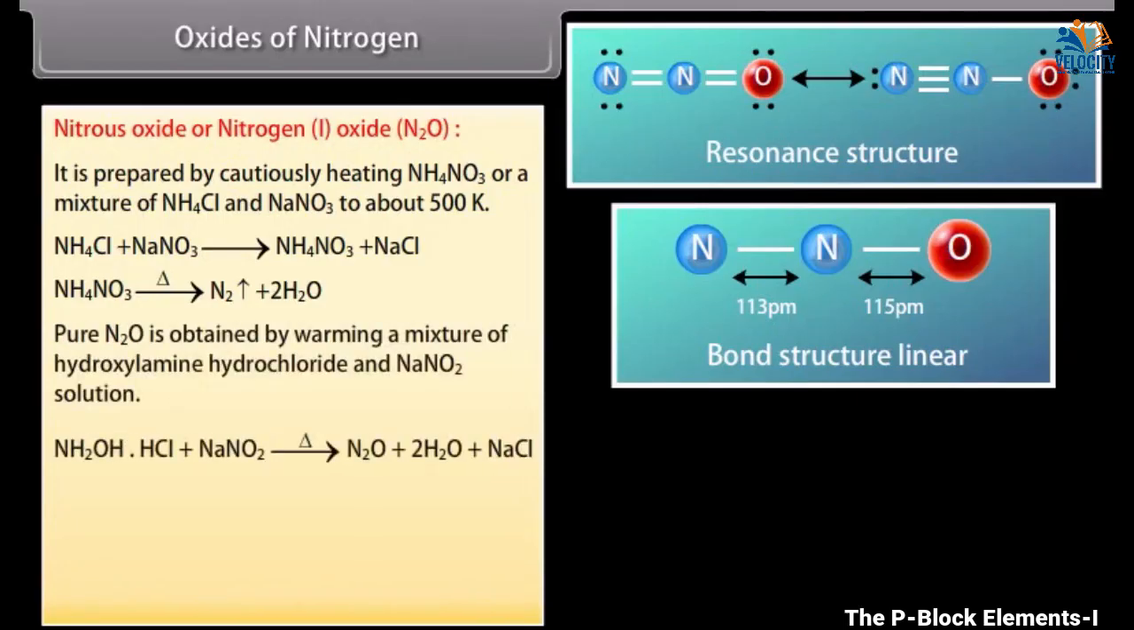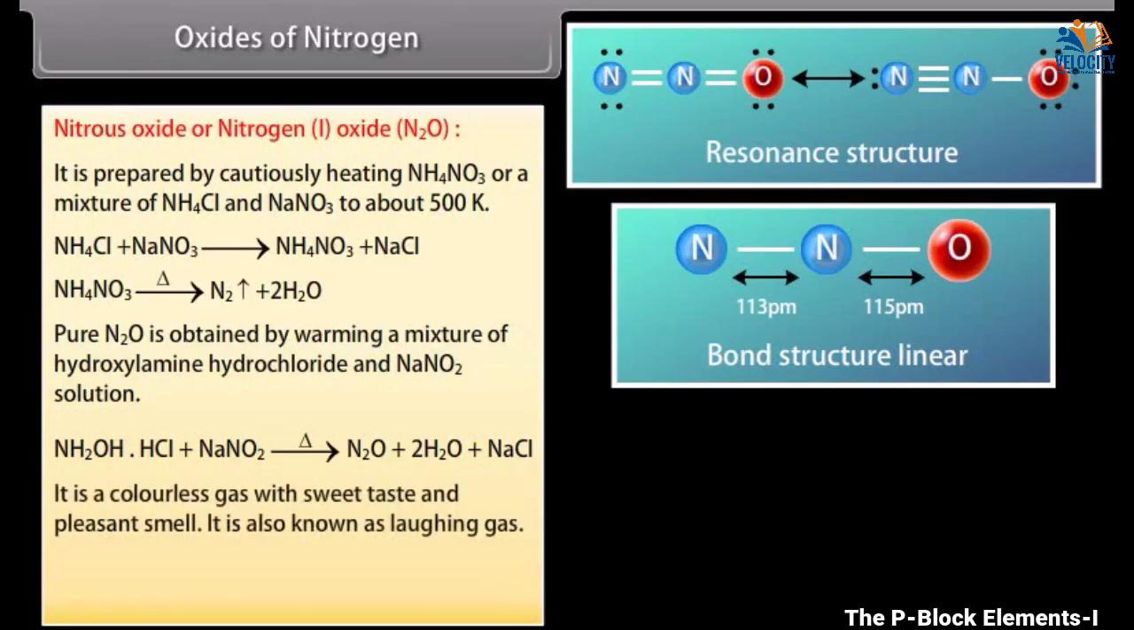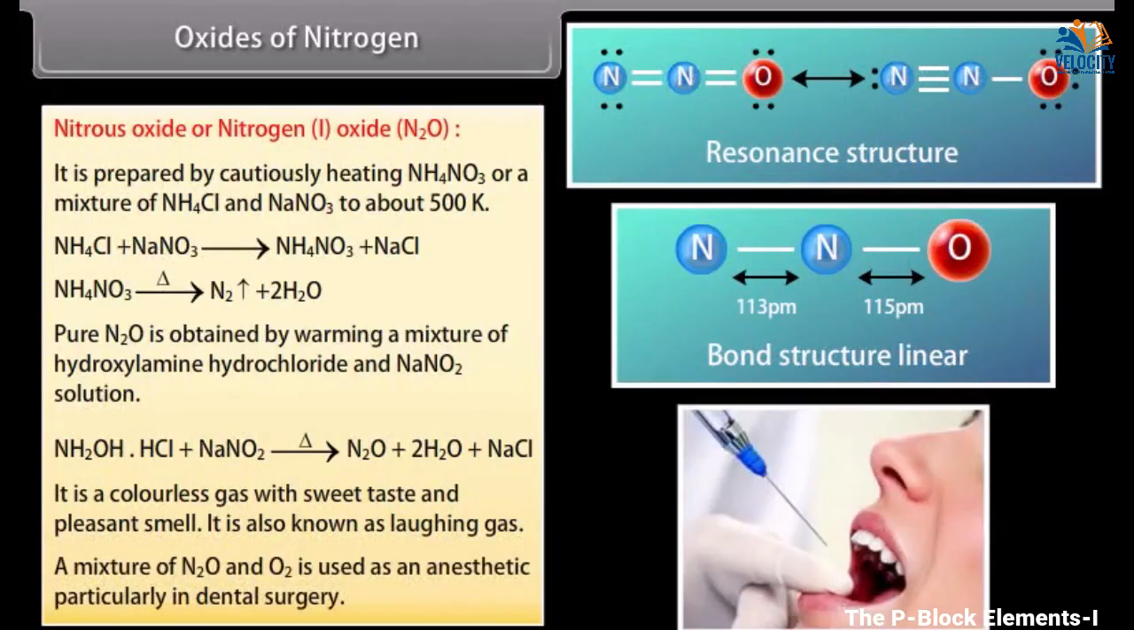Pure N2O is obtained by warming a mixture of hydroxylamine hydrochloride and NaNO2 solution. It is a colorless gas with sweet taste and pleasant smell. It is also known as laughing gas. A mixture of N2O and O2 is used as an anesthetic, particularly in dental surgery.